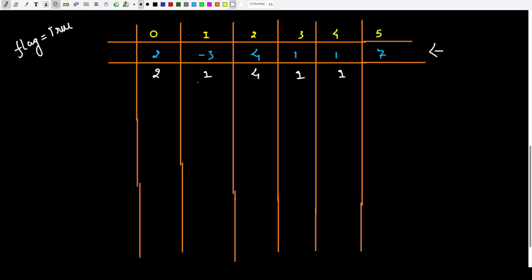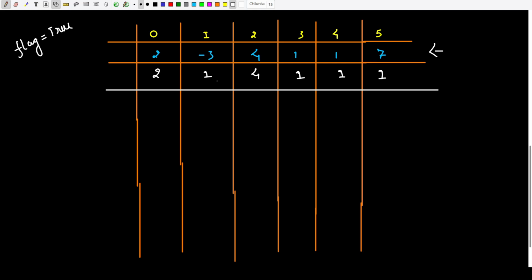Again 1 exists in the array, so the flag is already set to true. And since 7 is outside the range of the array, we are going to again mark it as 1. And in this way, through the first iteration of the elements of the array, we will manipulate the elements of the array in this fashion.